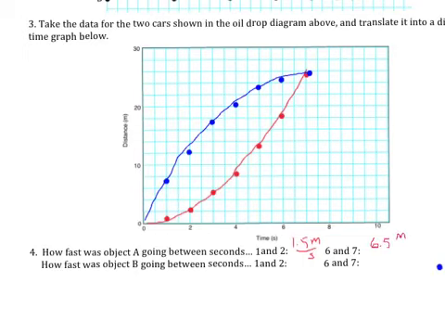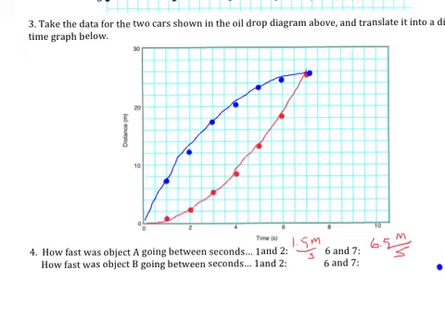6.5 meters per second. So you see, it starts off slow with a low slope here of 1.5, and then it gets a steeper slope. As it speeds up, it's got a positive slope of 6.5. Let's try it with object B.